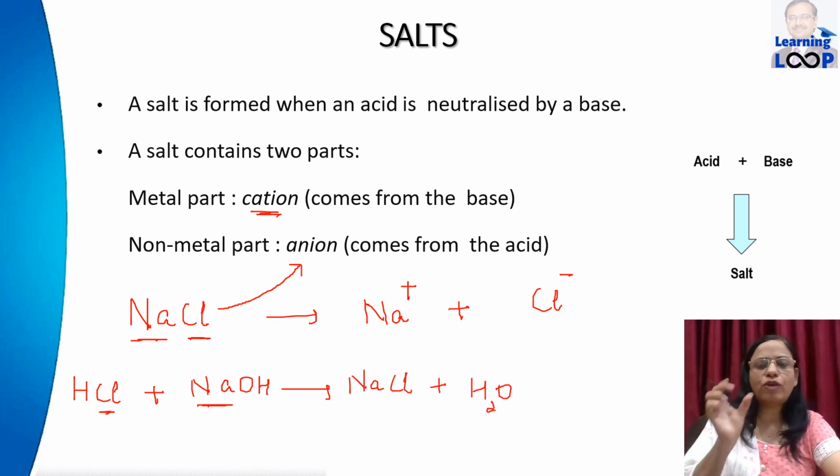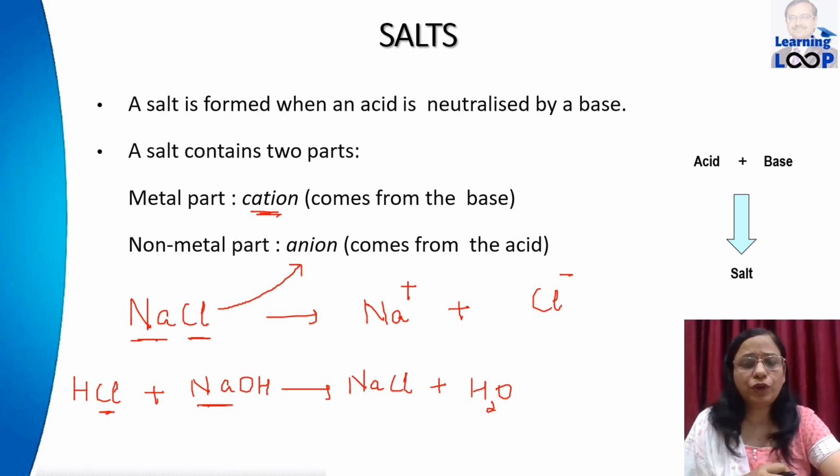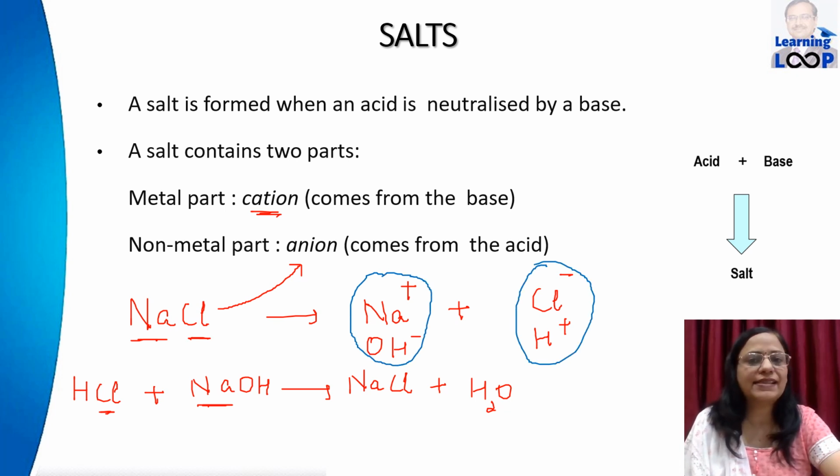If we have the formula of a salt and we want to know from which acid and base that particular salt has been formed, what do we do? To the metal part, simply add OH-, and to the non-metal part, add H+. So what do you get? You get NaOH as the base and HCl as the acid. That is how you can identify, using the formula of the salt, from which acid and base a particular salt has been formed.